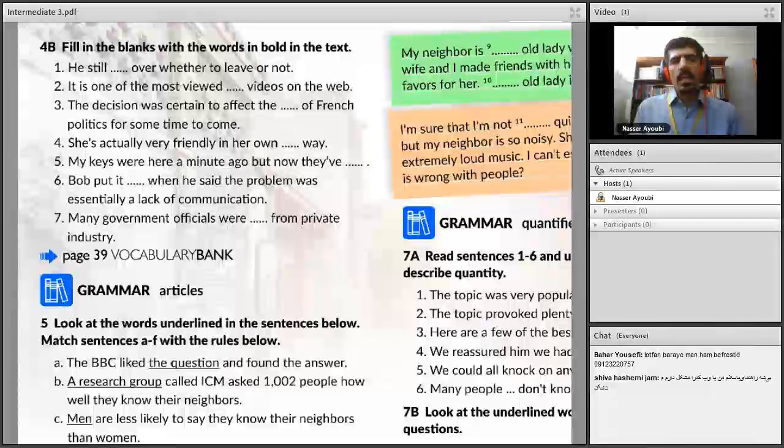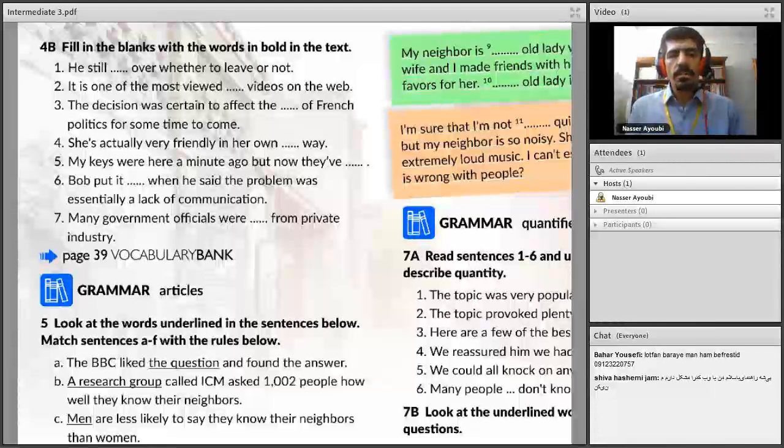Number two, it is one of the most viewed viral videos on the web. Three, the decision was certain to affect the trajectory of French politics for some time to come. Trajectory means the events that happen during a period of time. In this sentence, it means the events that happen during a period of time for French politics.